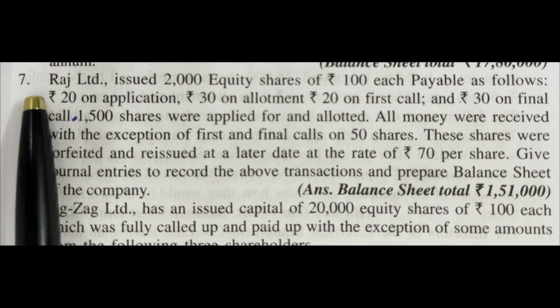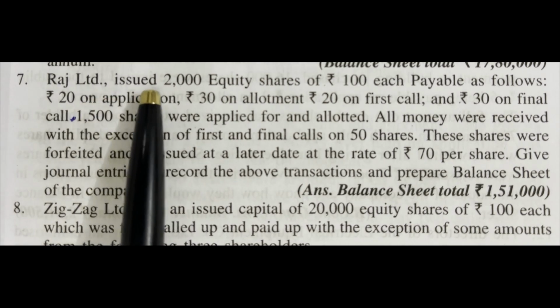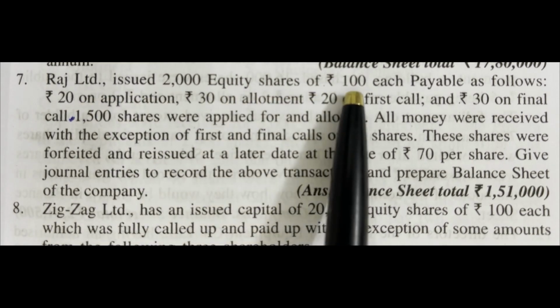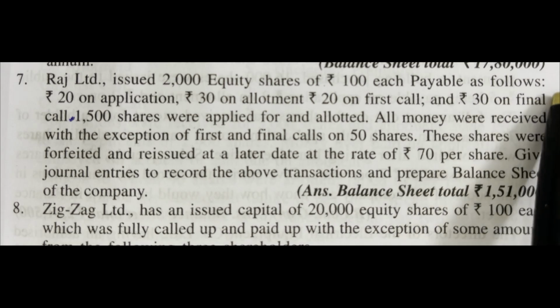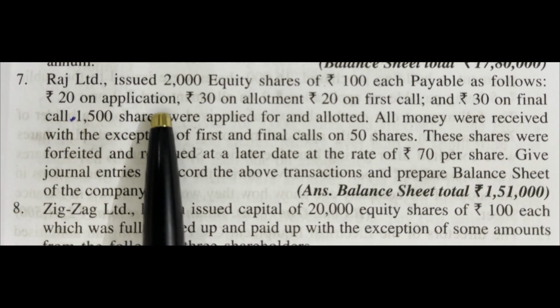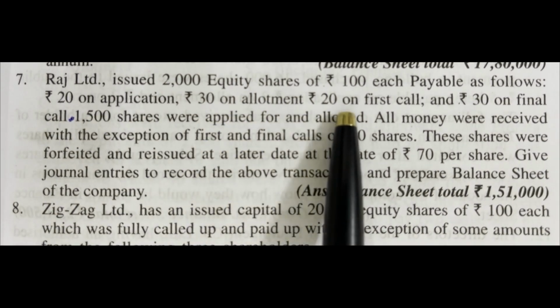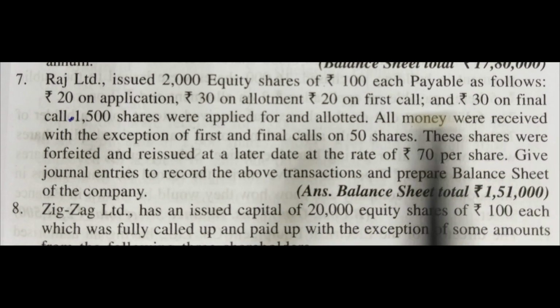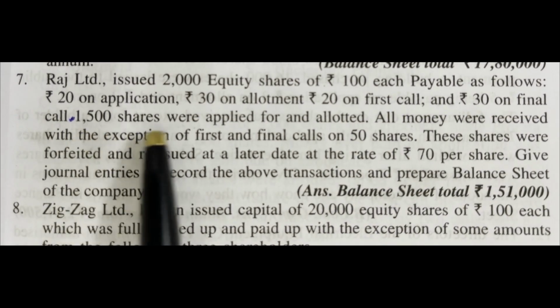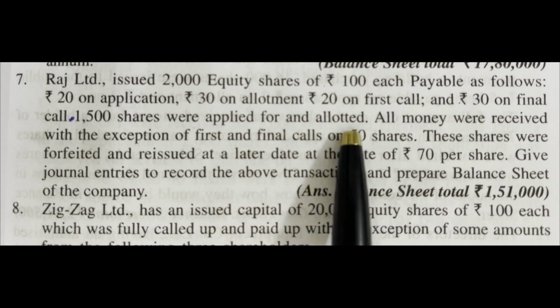This is the 7th problem. Raj Limited issued 2000 equity shares of 100 rupees each, payable as follows: 20 rupees on application, 30 rupees on allotment, 20 rupees on first call and 30 rupees on final call. 1500 shares were applied for and allotted.